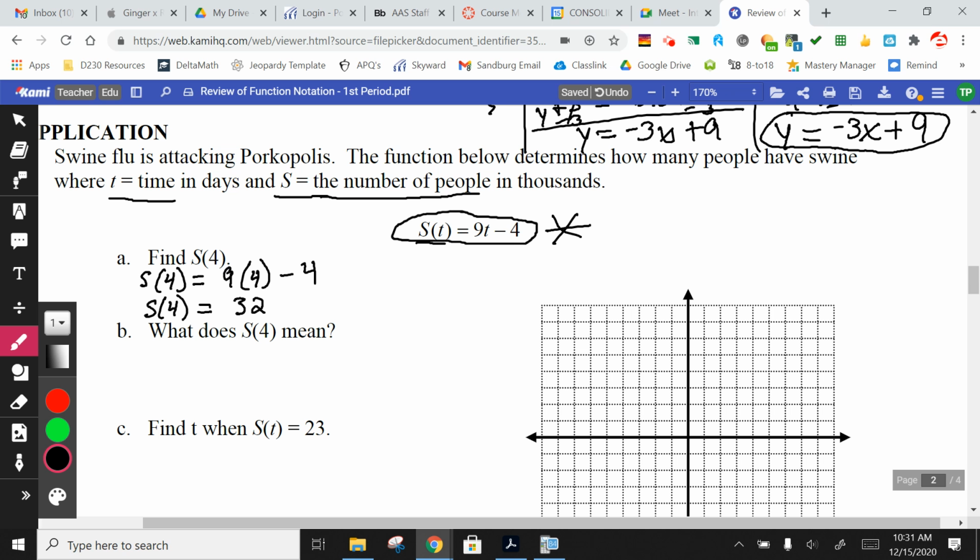Letter B now is asking you, what does this actually mean? So the way we want to write this, we want to include both the 4 and the 32 in our answer. So what we're going to put is, cross that out. On the 4th, and then understand what the 4 stood for, our time is days. So on the 4th day, comma, 32, and then understand what our function stands for. It's the number of people. So actually we're going to put 32,000 people.